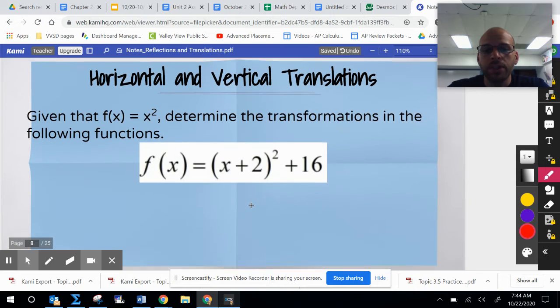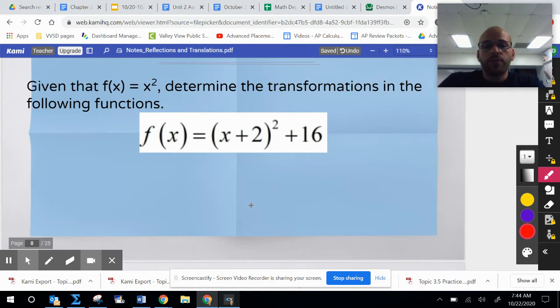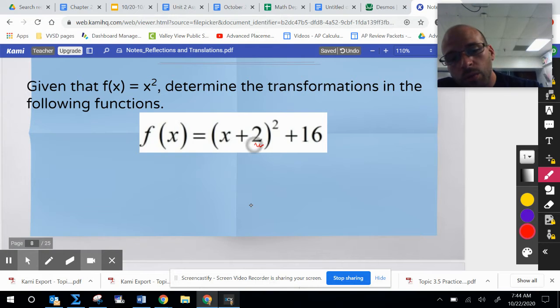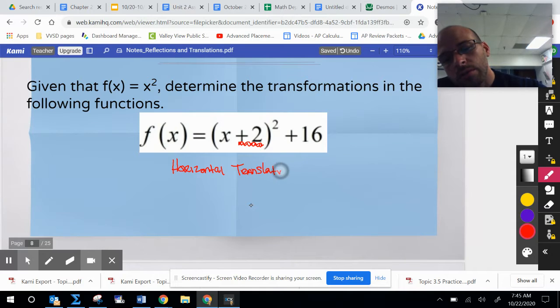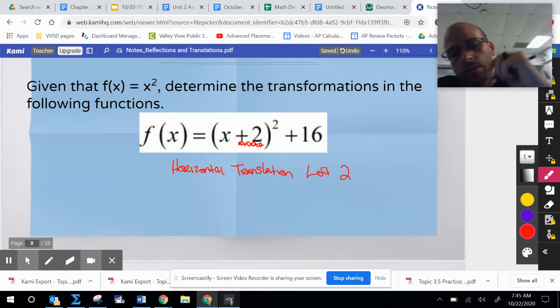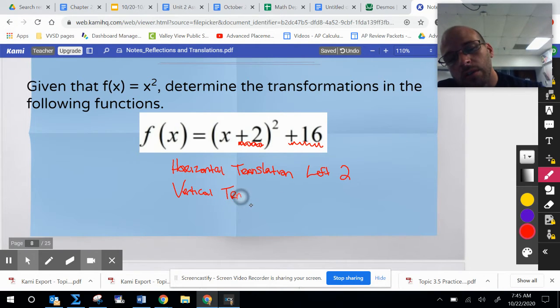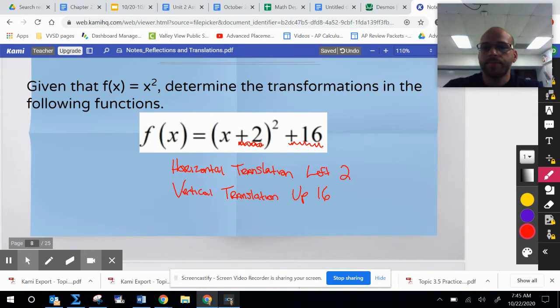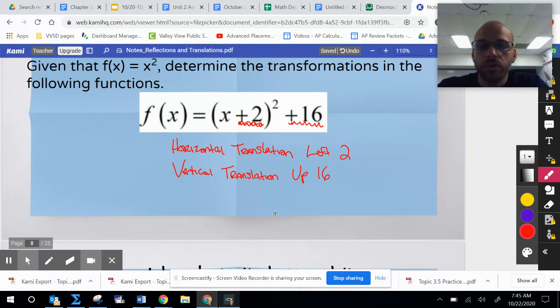All right, so let's put some pieces together here. I have both types of transformations in this problem. So the first one, you can see I'm adding 2 to the inside, which means I'm going to have a horizontal translation left 2. Okay, remember, if you add on the inside, it's going to go to the left 2. Now this 16 is being added to the end, which means I'm going to have a vertical translation up 16. Okay, so those would be my two transformations.